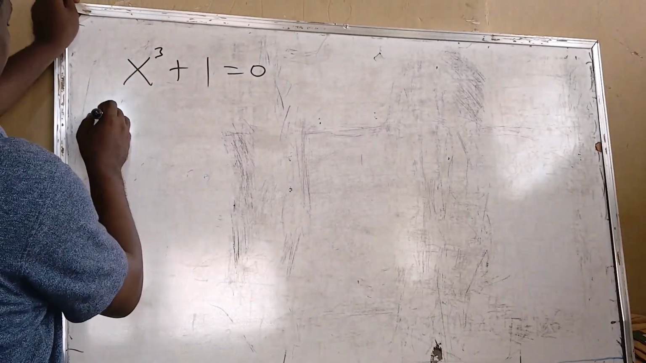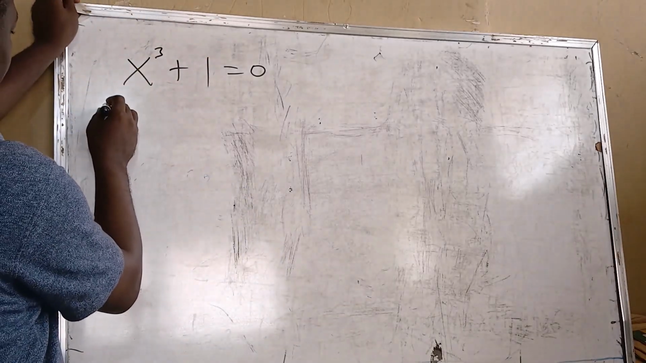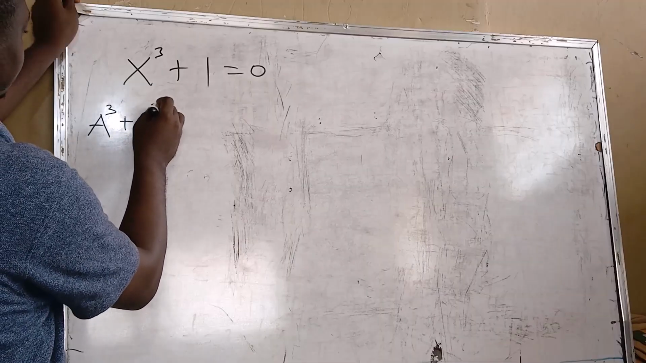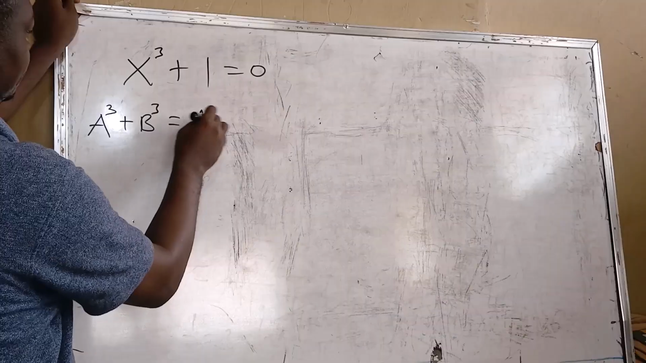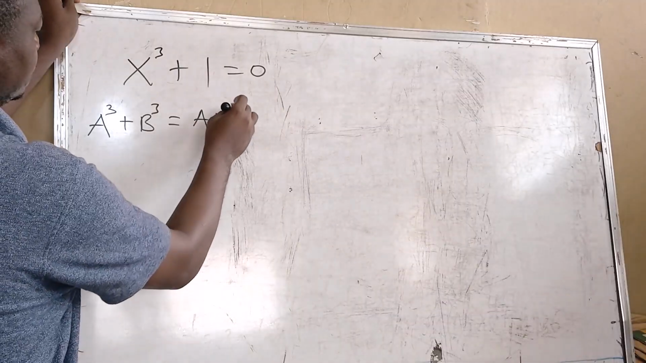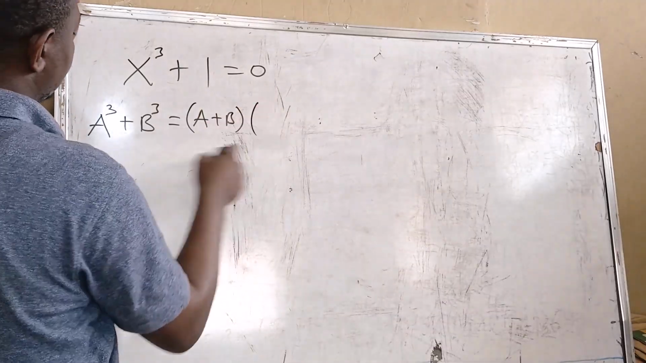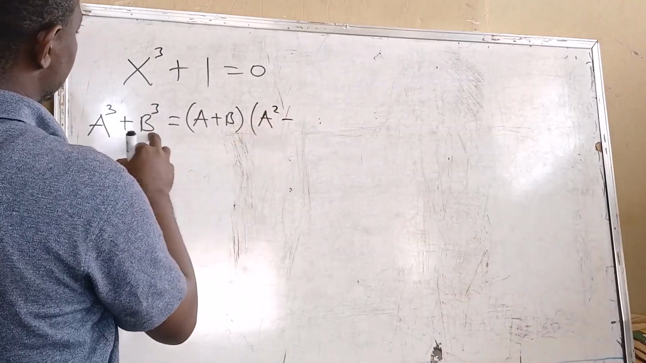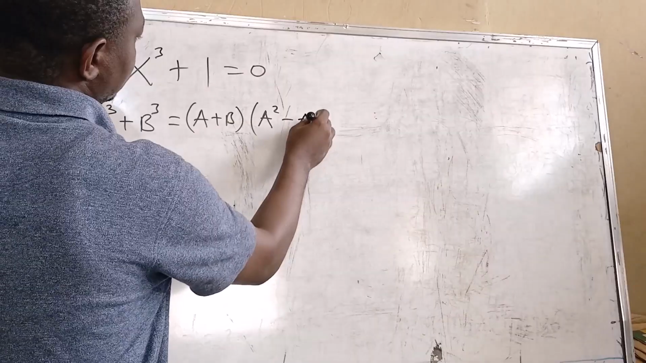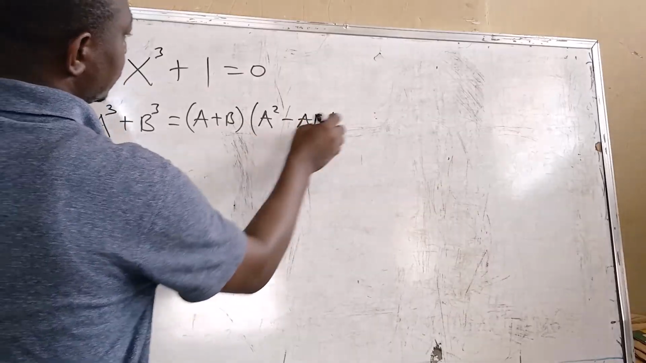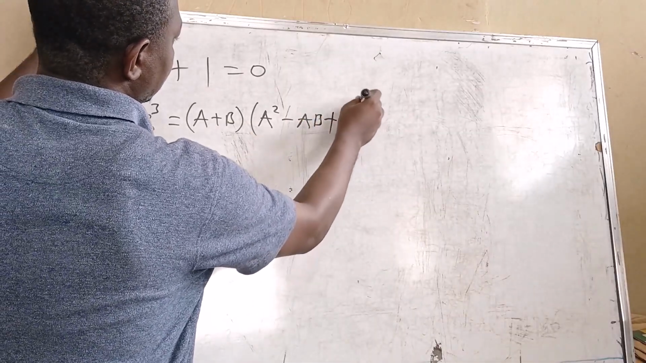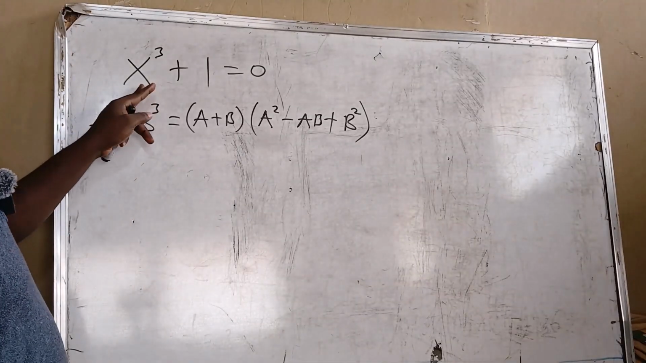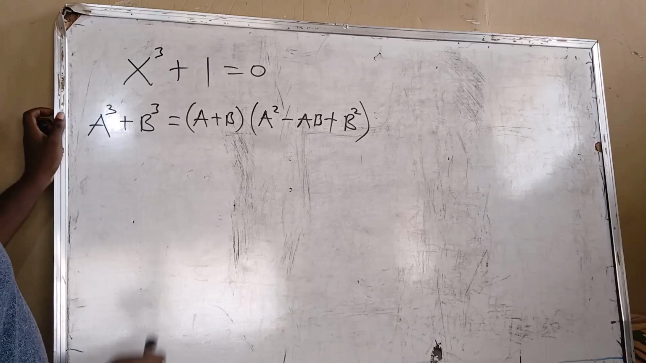Now when we have a cubed plus b cubed, the same as a plus b, okay, and we have a squared minus the product of the two plus this one squared. All right, so we can rewrite this one in the form of this.